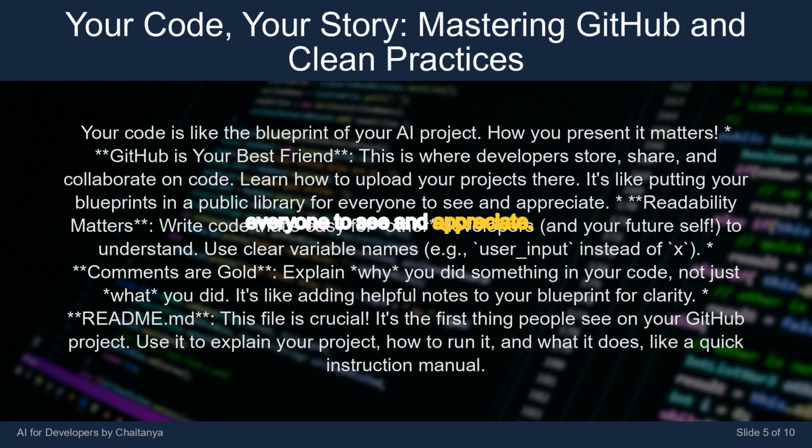Readability matters. Write code that's easy for other developers and your future self to understand. Use clear variable names, e.g., user_input instead of x. Comments are gold. Explain why you did something in your code, not just what you did. It's like adding helpful notes to your blueprint for clarity. README.md. This file is crucial. It's the first thing people see on your GitHub project. Use it to explain your project, how to run it, and what it does, like a quick instruction manual.